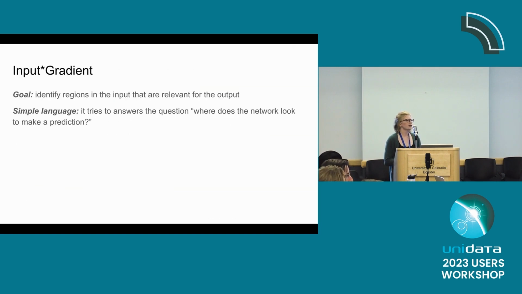So, to start with input times gradient, we'll go into the actual methodology behind this, but it's one of the simpler methods. The goal is to identify regions in the input that are relevant for the output. In simple language, we're trying to answer the question with this methodology: where does the network look in its input image to make its prediction?